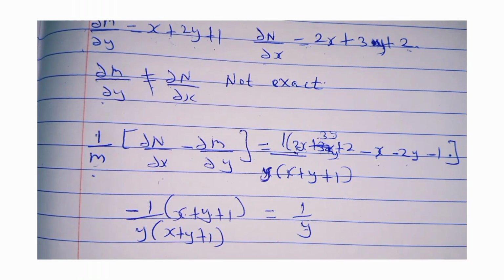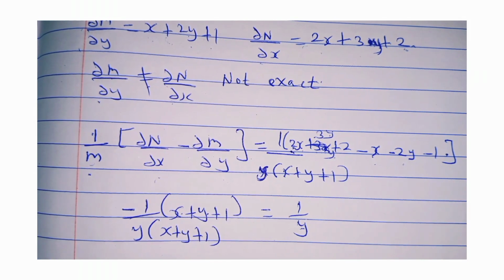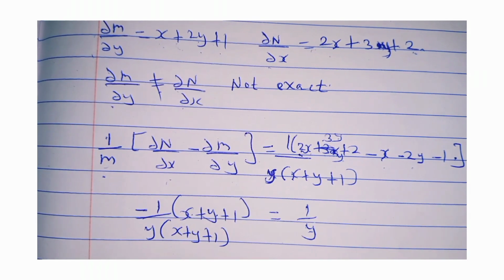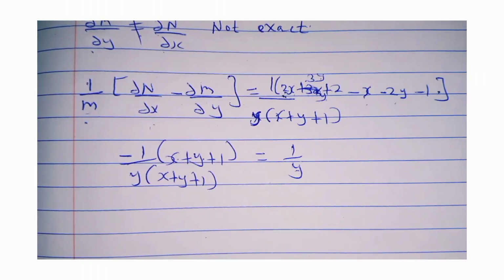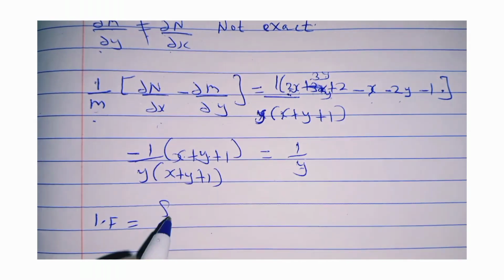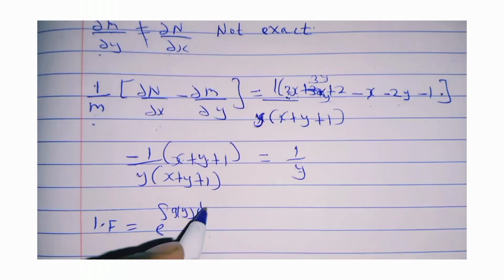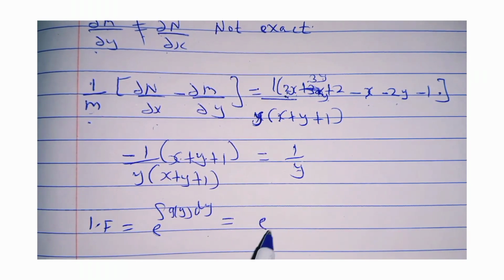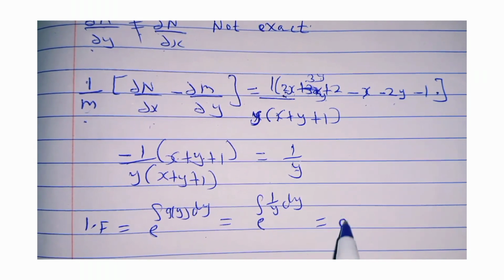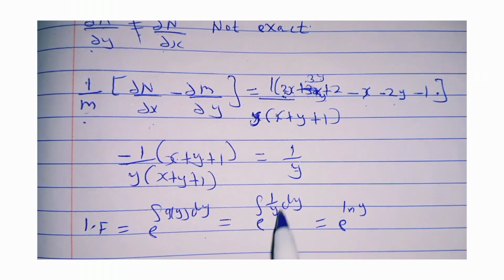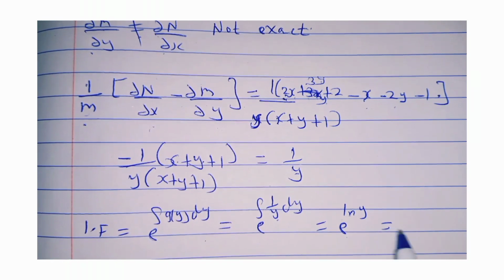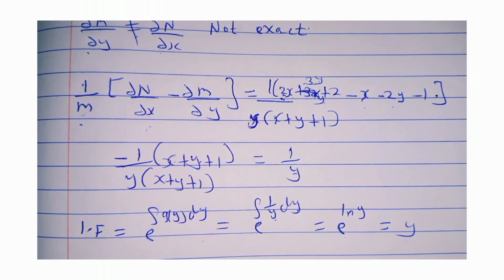So once you make use of that rule, the next thing is to get what is called the integrating factor. Our integrating factor will be given by the exponential of the integral of the function of y dy, which is equal to the exponential of the integral of 1 over y dy, which is equal to the exponential of the natural logarithm of y, since integrating 1 over y dy gives the natural logarithm of y. This is equal to y.